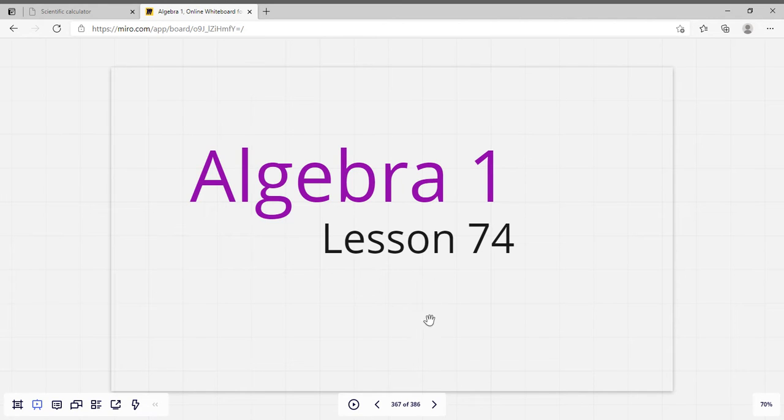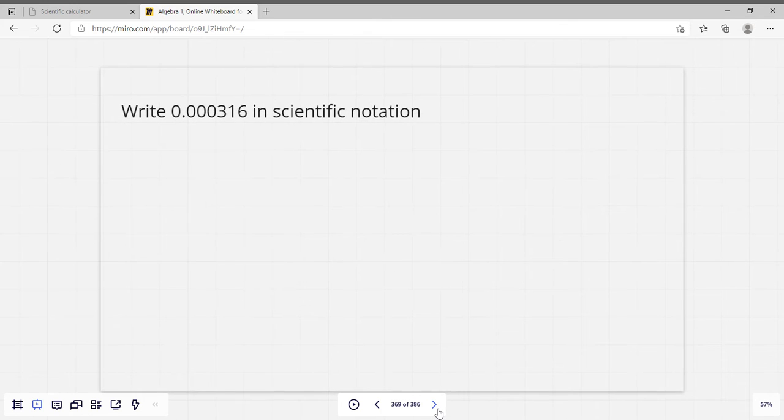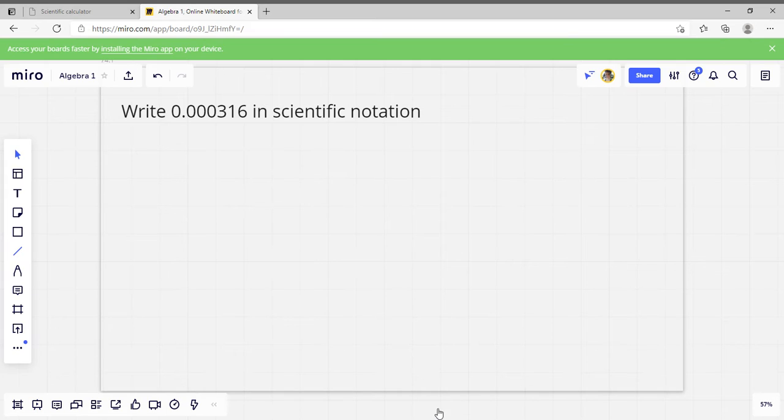This is Algebra 1, Lesson 74, and this lesson covers scientific notation. Okay, so you guys have probably done scientific notation before. In scientific notation, we always want one actual number, one digit, before our decimal point.